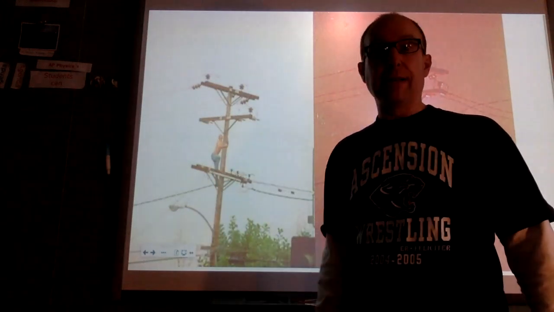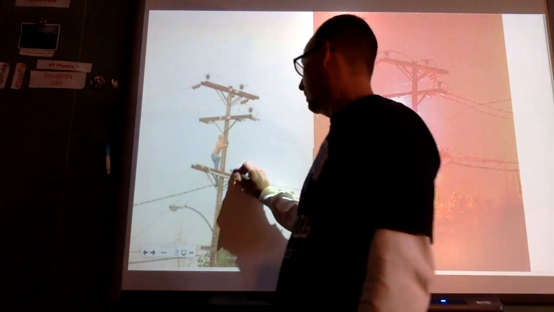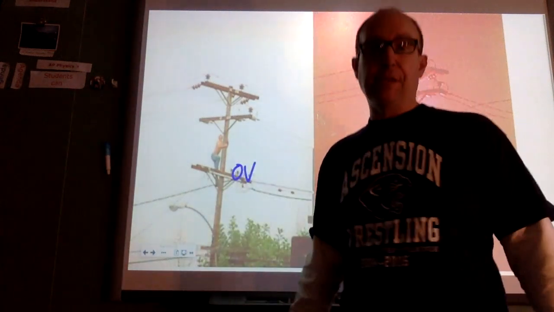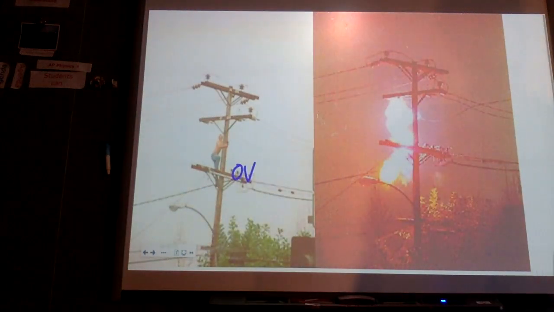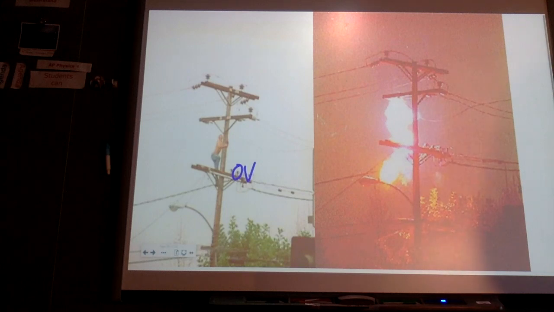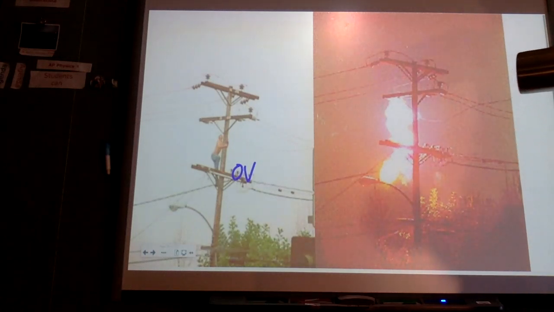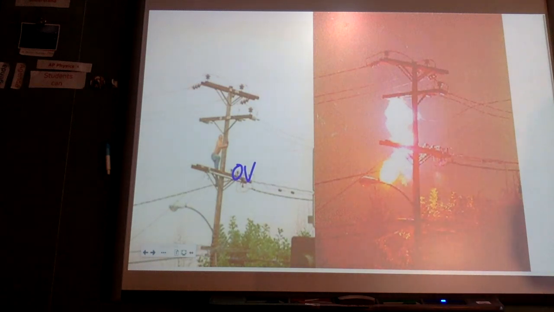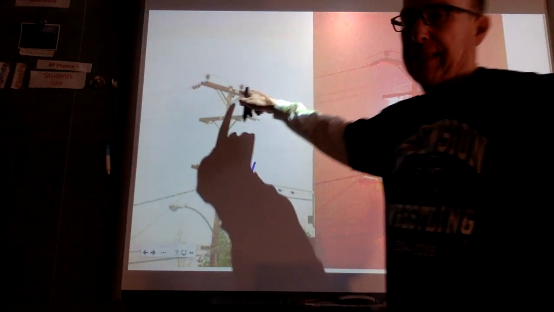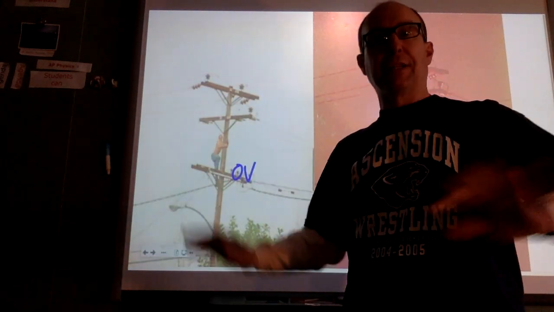So this is somebody being shocked. He climbed this telephone pole, and the power company came out and shut off the voltage at the lower height. But that can be done locally. The voltage at the higher height has to be done at a bigger distance.